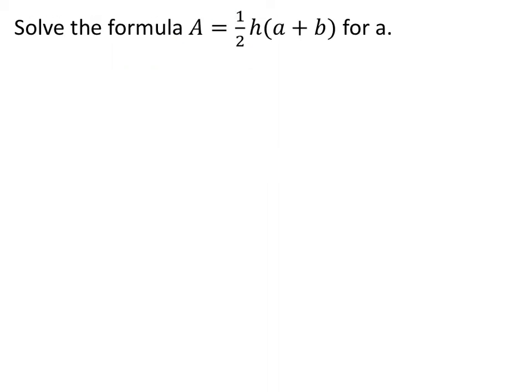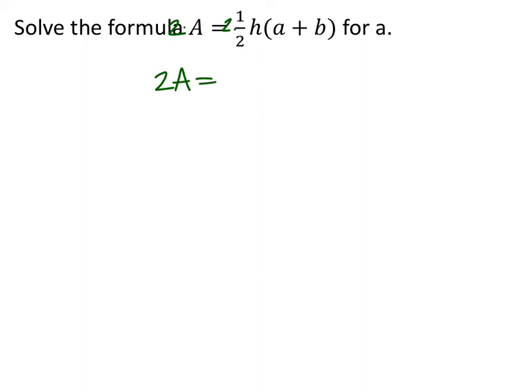Alright, this is the formula for finding the area of a trapezoid. Not that you guys care. But it still works, and we can solve for a. And the first thing I would want to do is get rid of that 1/2, and then I'll get rid of the h instead of distributing it, okay? Not that it would really matter if you did that. So to get rid of the 1/2, I'm going to multiply both sides by 2.